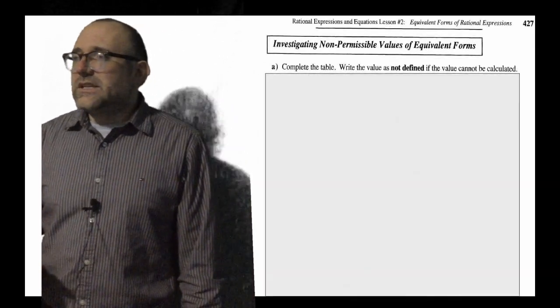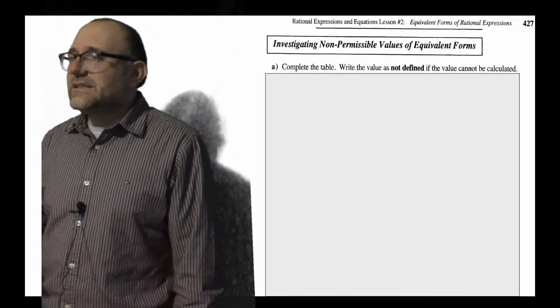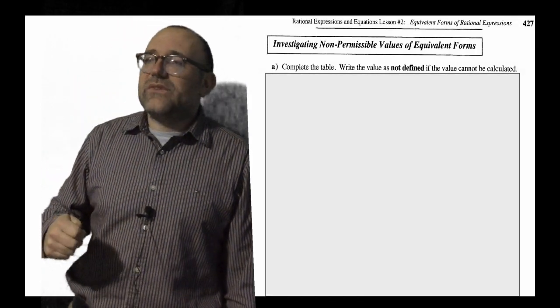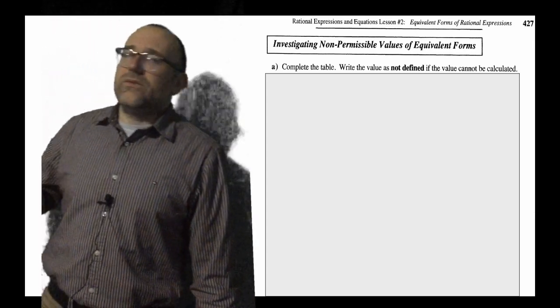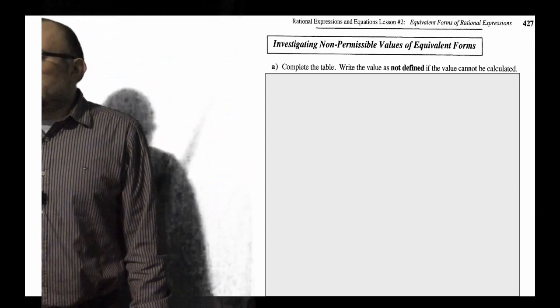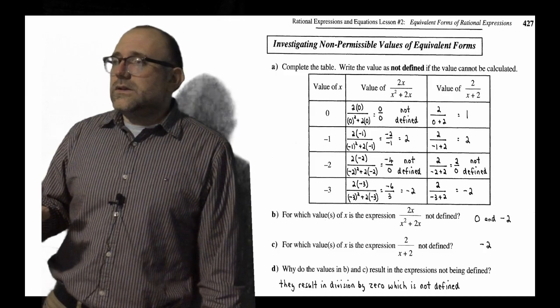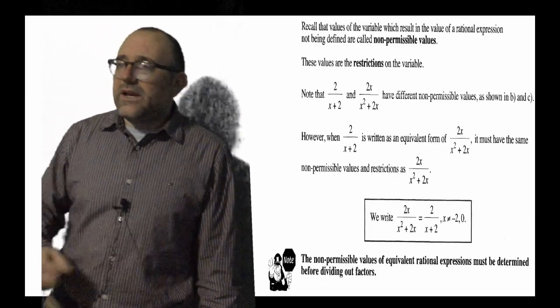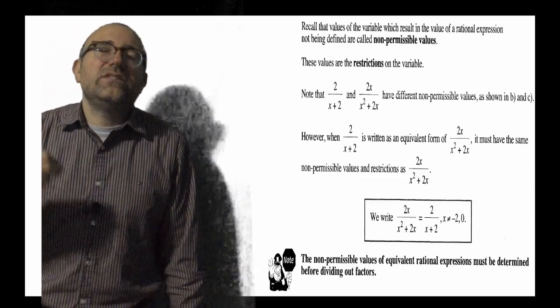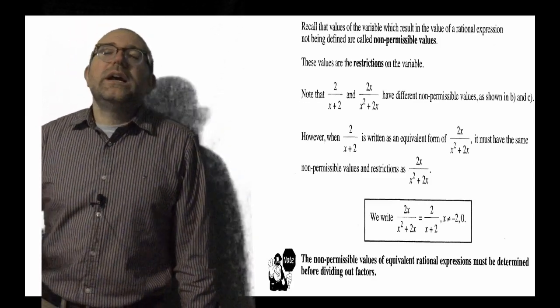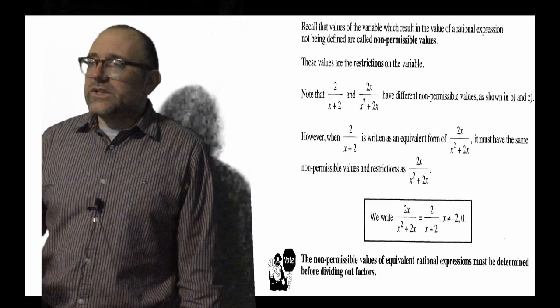So here's another investigation on page 427 in this case. Try it because it's now investigating non-permissible values and especially restrictions and equivalent forms. So here are the answers for that. Keep in mind, non-permissible values and restrictions are essential because it deals with the fact that you can't have a denominator of 0. If you do, it doesn't exist. Hence we want to stress that.